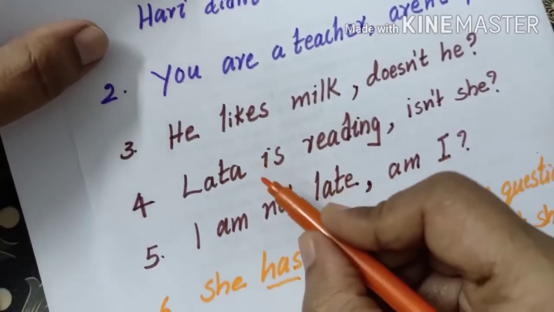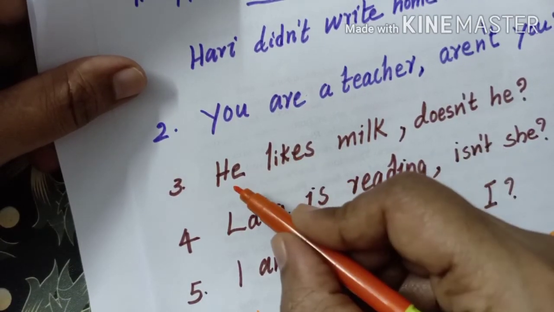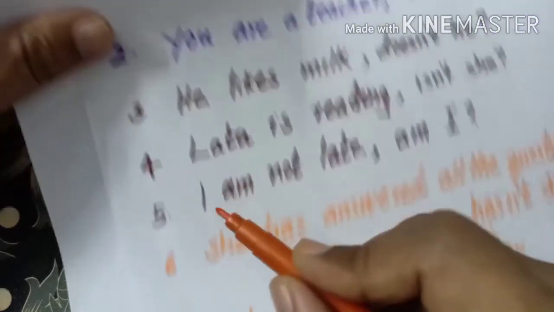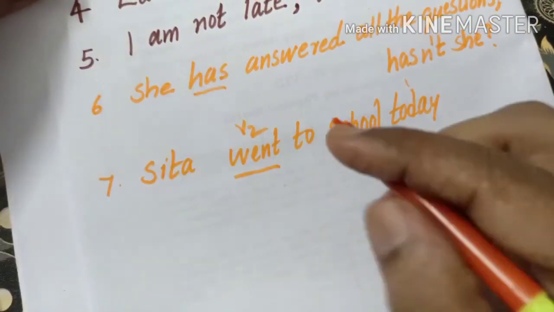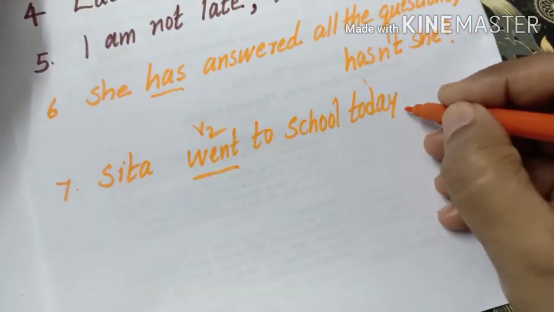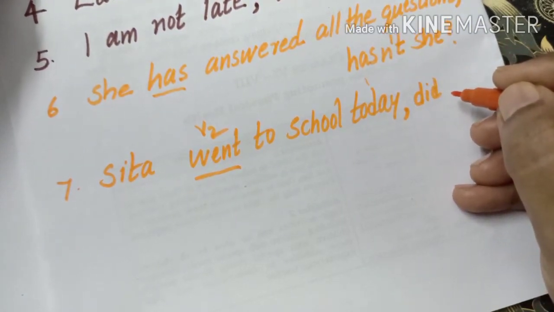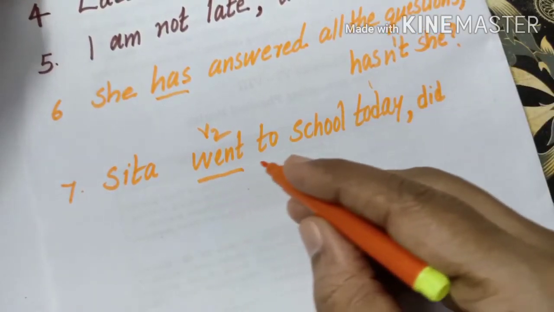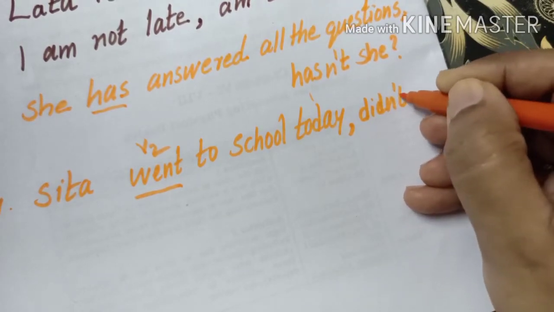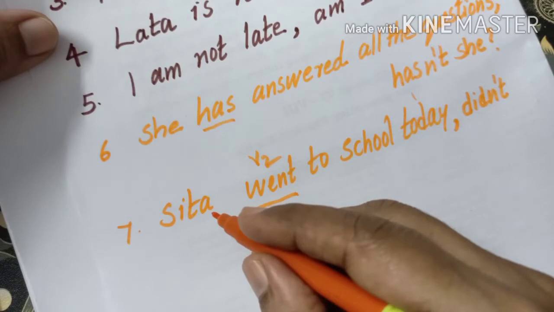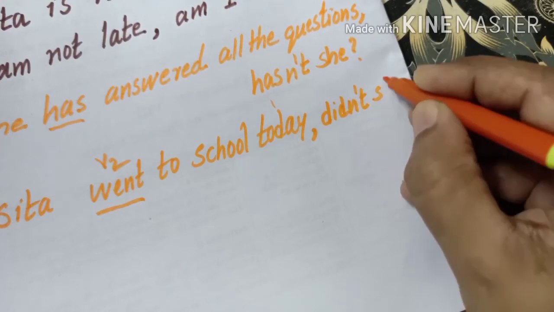When there is V1, that we got it, he likes, we use do or does, according to the subject, singular and plural subject. And when it is coming to V2 form, which means simple past, we should use did. So, comma, did. Okay, now, should we add n't or not? Yeah, because it is a positive sentence, the tag should be negative. So, didn't. Sita is a girl. So, which pronoun should be used? She. Didn't she? That's all.